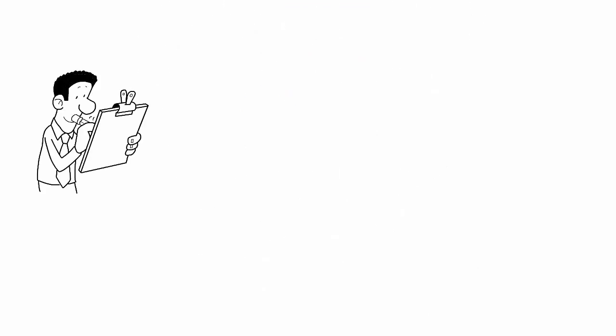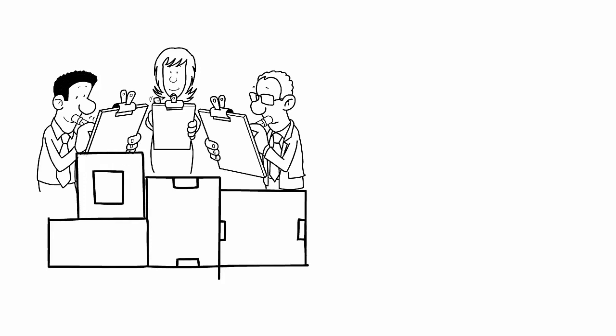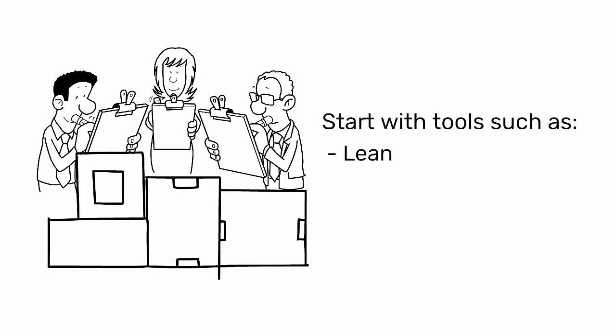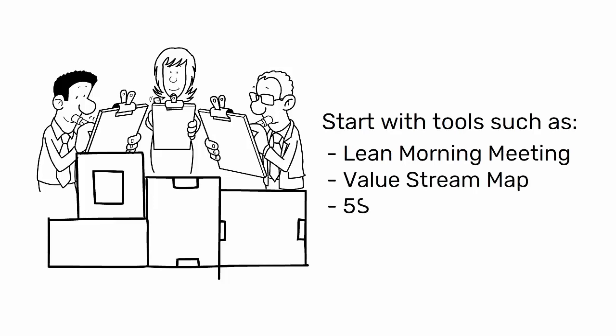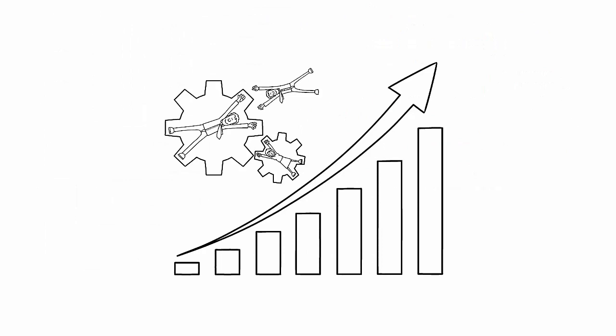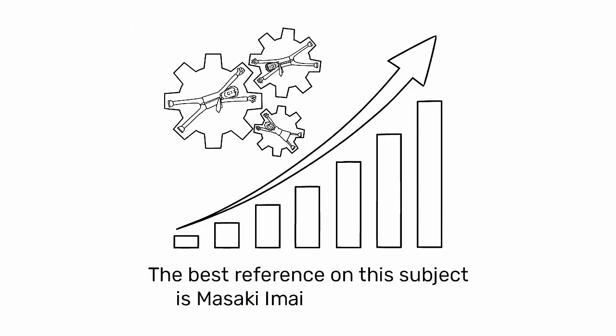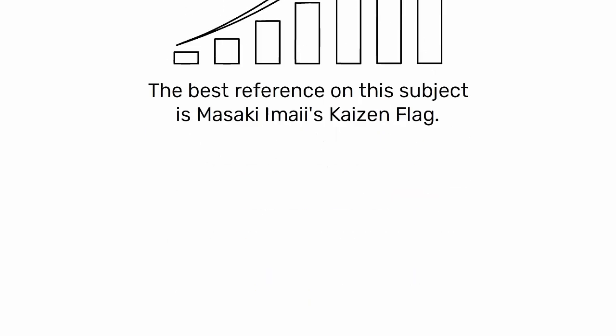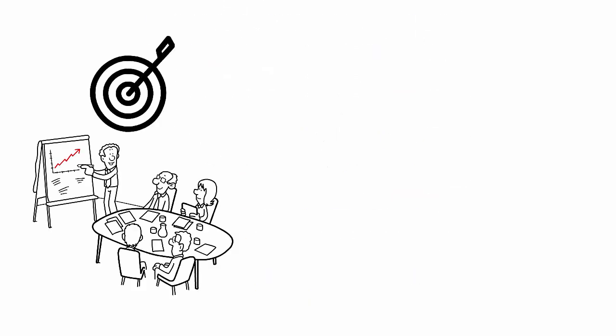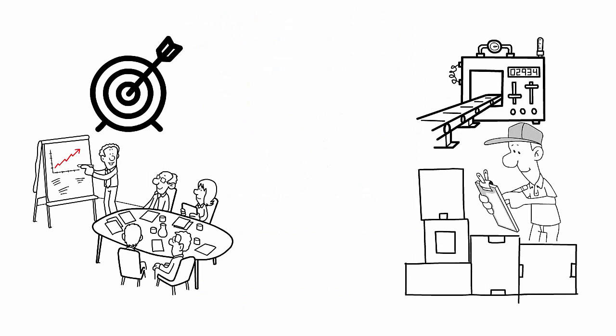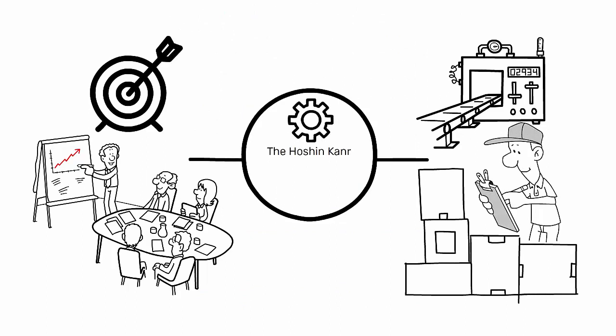At the shop floor level, you can start with the selected product family and start with tools such as Lean Morning Meeting, a value stream map, a 5S. Everyone must be involved in improving with proper Kaizen. The best reference on this subject is Masaki Imai's Kaizen flag. The link between high-level corporate objectives and the company's operations must be achieved through the tools of the Hoshin Kanri and the Lean Morning Meeting.